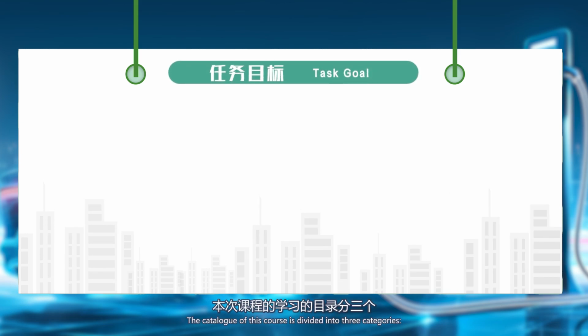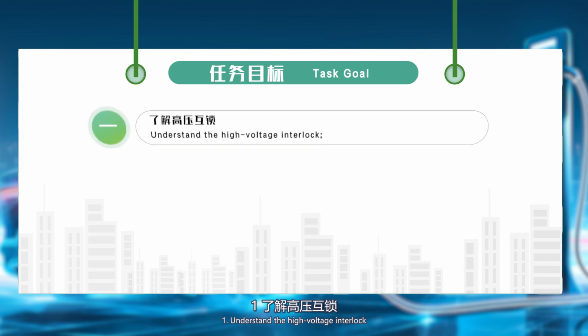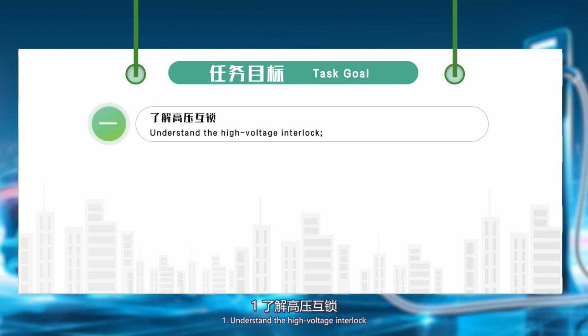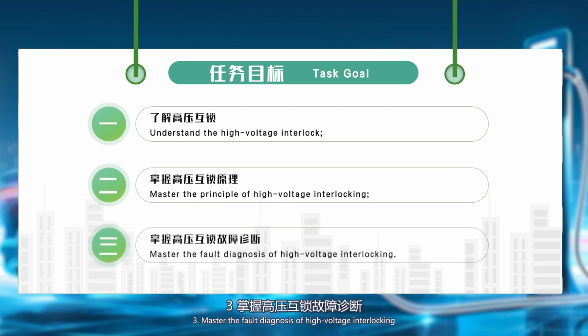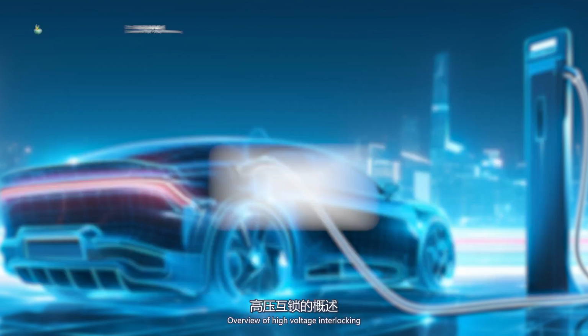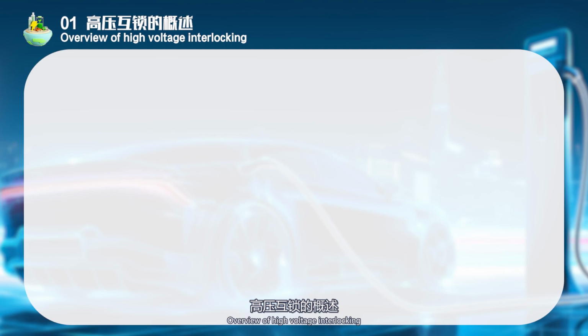The catalog of this course is divided into 3 categories. 1. Understand the high voltage interlock. 2. Master the principle of high voltage interlocking. 3. Master the fault diagnosis of high voltage interlocking. Overview of high voltage interlocking.